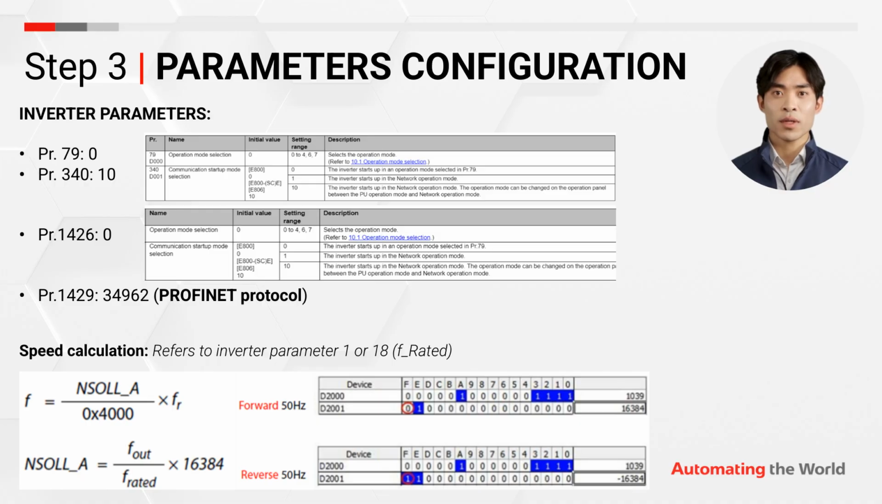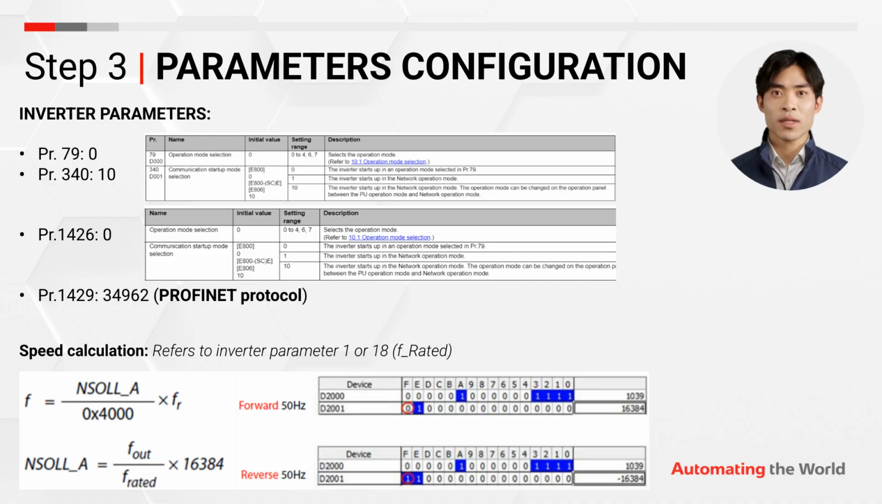The inverter parameters required for Profinet communication are as follows. 79, operation mode selection, to be left at 0. Parameter 340, communication startup mode selection, to be left at 10. Parameter 1426 can be set if the user wants to change the communication speed. My advice is to leave it at 0, as it can automatically detect the communication speed between the master and the slave. To conclude, parameter 1429 must be set to 3 for 962. This allows you to open the inverter's Profinet port.